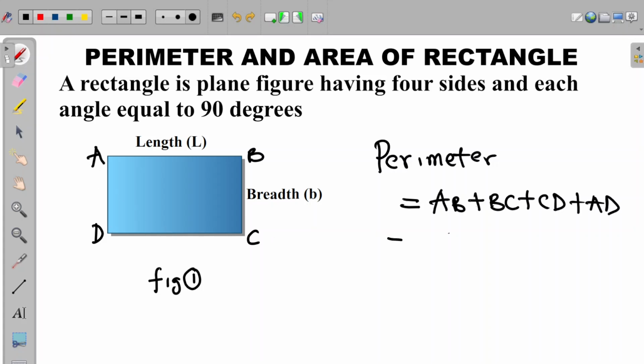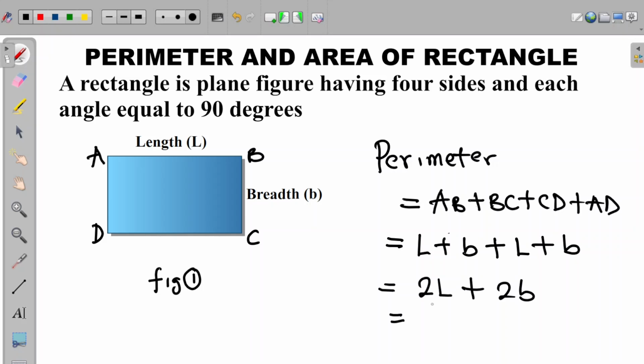So therefore, we can now represent the equation as AB is L plus BC is B plus CD is length plus AD is breadth. So mathematically, this can be expressed as 2L plus 2B, which can also be expressed as 2 multiplied by length plus breadth. So this is the perimeter of a rectangle.